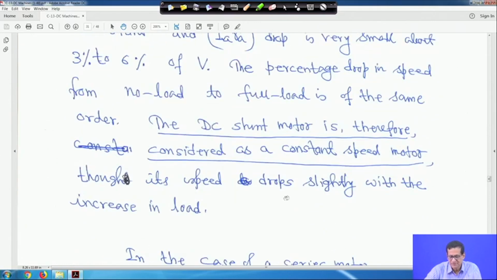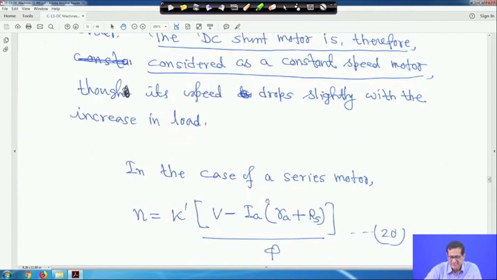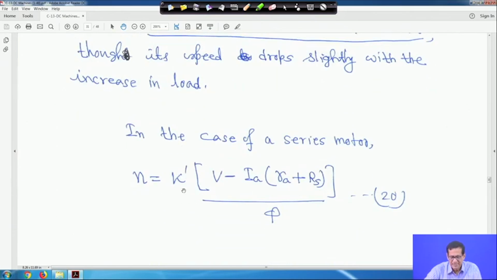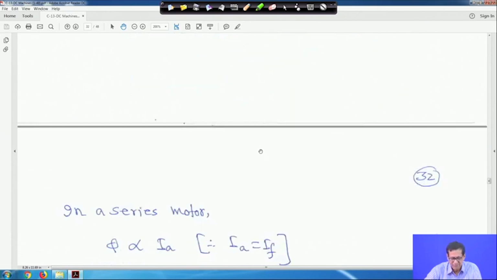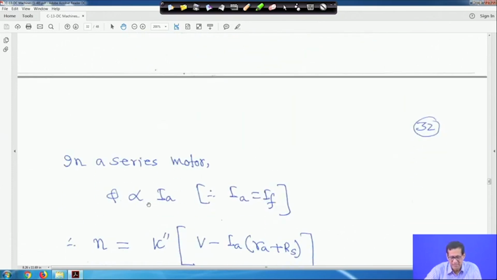So, though its speed drops slightly with the increase in load. In the case of a series motor, again N = K' (V - I_A R_A) / phi, and R_S is the series field resistance, so here you have to add R_S. But in the series motor, phi is proportional to I_A, because the armature current is equal to the field current in a series motor. That is why phi is proportional to I_A.